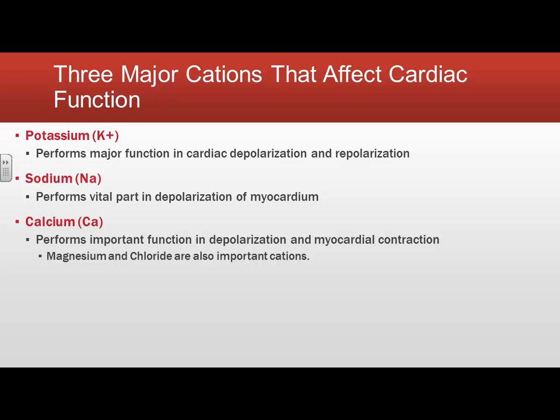Alright, you've got three that really affect the function. Now, you've got a couple others such as chloride and magnesium that are important. But, as we're going to see in just a little bit when I give you this waveform, you've got to have the potassium, the sodium-potassium pump, and then you've got to have a rapid influx of calcium. Except at the AV node, and that will be based off of a slow influx of calcium.